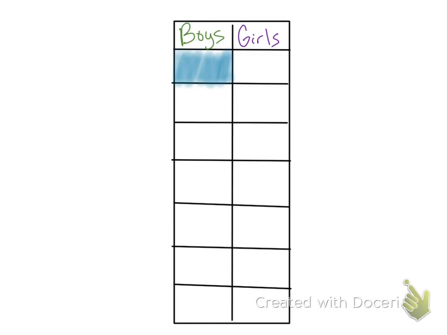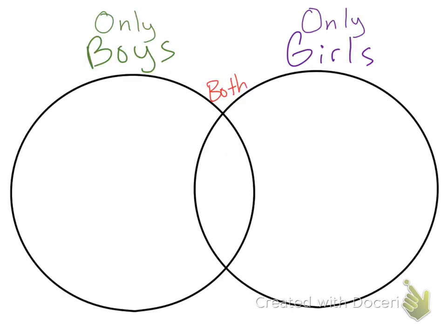But it's hard to do a bar graph to show if we only have boys or only have girls. Because this is showing I only have boys and girls. But what if I have both boys and girls? So what we do is we make a Venn diagram. A Venn diagram can help us see how many boys and girls we have in the family, or what families only have boys or only have girls.